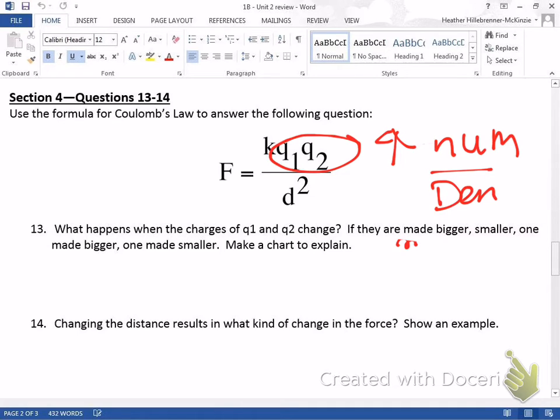What happens if I make Q1 and Q2 smaller? The force will decrease, right? Everybody good there so far? So what happens if I make one bigger and one smaller? It depends on how big you make it. If it's by one, then it's not going to be much difference. All right, so if we make a chart of this, right?